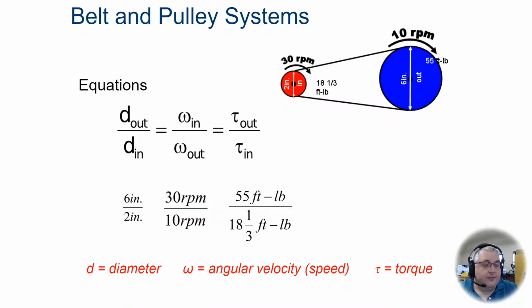Belts and pulleys work kind of the same way. The only real big difference is that they turn in the same direction. So here are your equations, just like before: D out divided by D in, or angular velocity in divided by angular velocity out, or torque out divided by torque in. Notice that angular velocity does change, just like before.